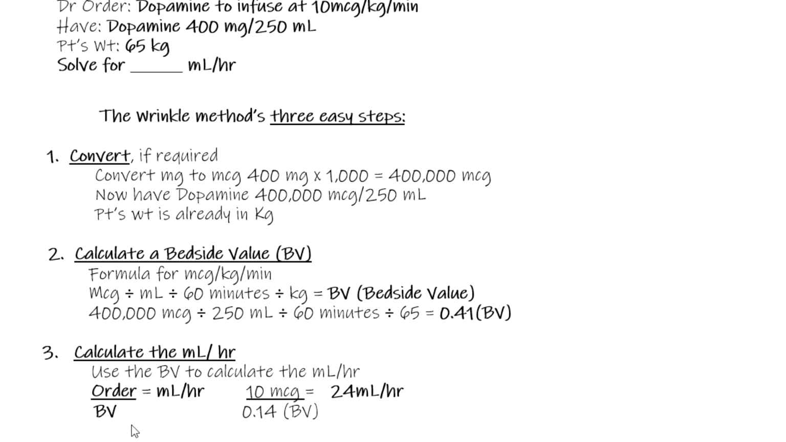We're going to use this formula right here, order over bedside value will equal a flow rate. So we're going to plug in our order, which is 10 mics. We're going to divide it by our bedside value, 0.41 equals 24 milliliters per hour.